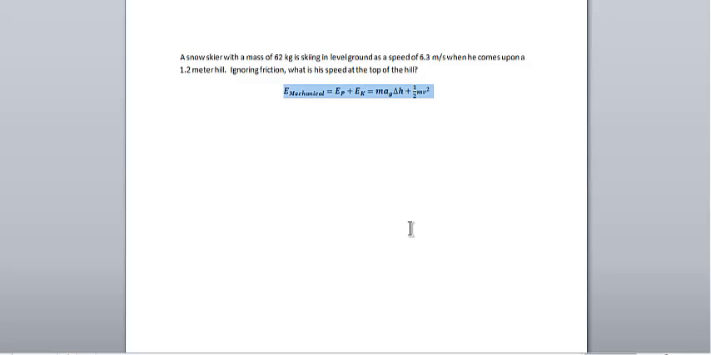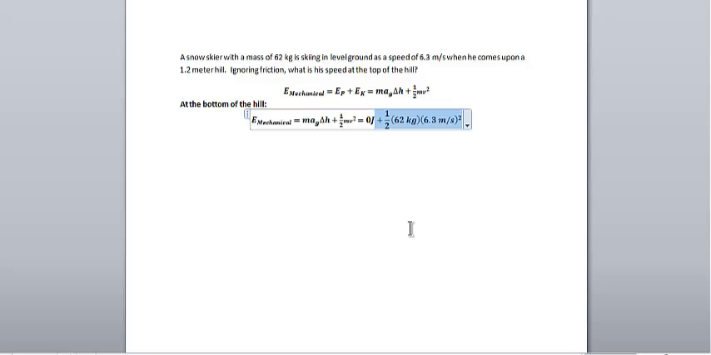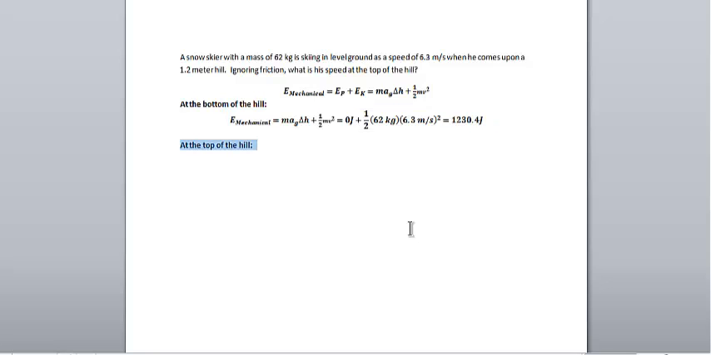So we need to get the equation out here for mechanical energy. The potential plus kinetic at any one location is the same as it is at any other location if there is no friction. So it's potential plus kinetic, and of course potential is m times g times h. Kinetic is 1/2 mv squared. Let's plug in what we know at the bottom of the hill. We know that there is no potential energy because he can't fall any further than the bottom of the hill. And then the kinetic energy is 1/2 his mass, 62 kilograms, times his speed, 6.3 meters per second, squared. You work that out on your calculator and you get that his mechanical energy at the bottom of the hill is 1,230.4. That will be his mechanical energy at the top of the hill.